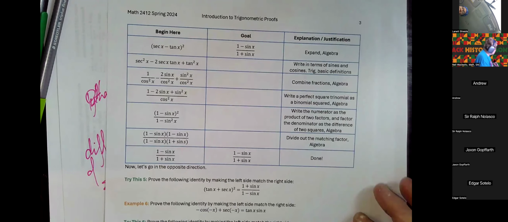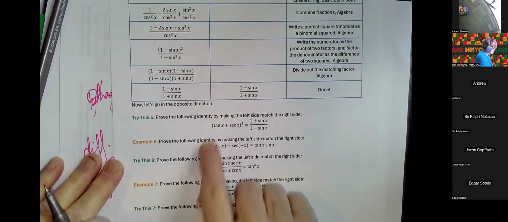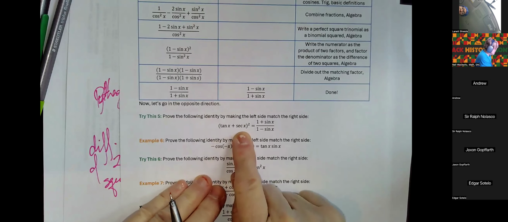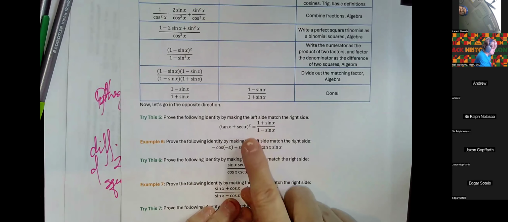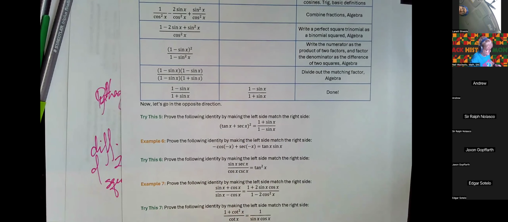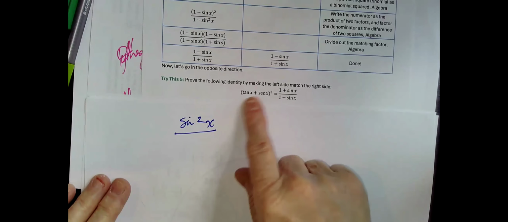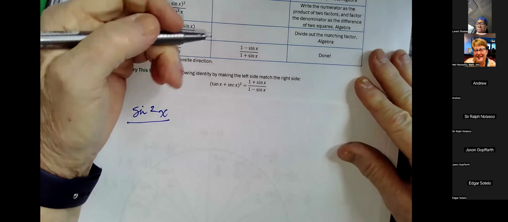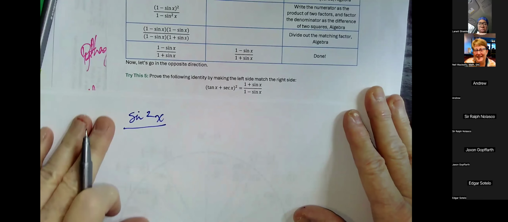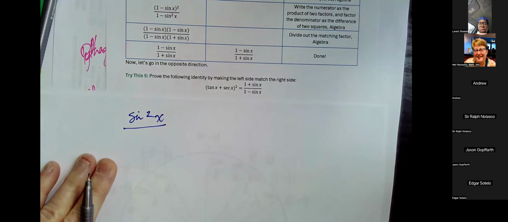I want y'all to start with tangent x plus secant x all squared and end up with 1 plus sine x over 1 minus sine x, and try to do it in 8 minutes. Is that fair? Yeah, that seems good. Let's start from the beginning, just to make sure that we're doing algebra and all that. It takes a lot of algebra, but algebra is like love, so it's okay.